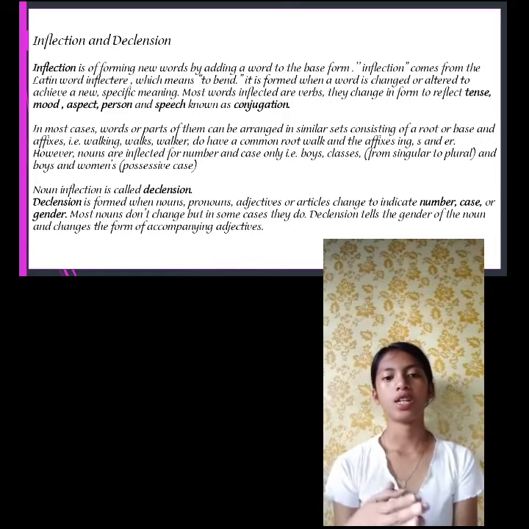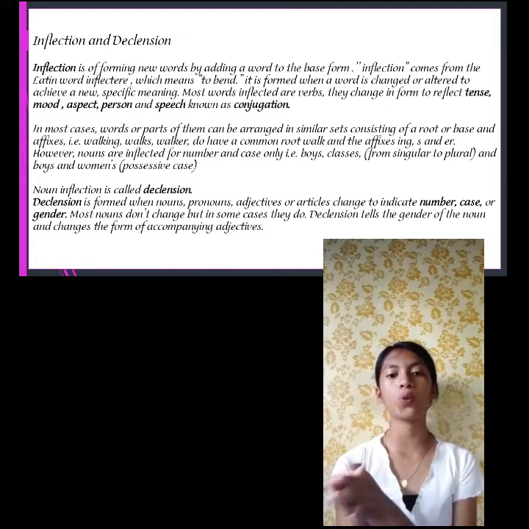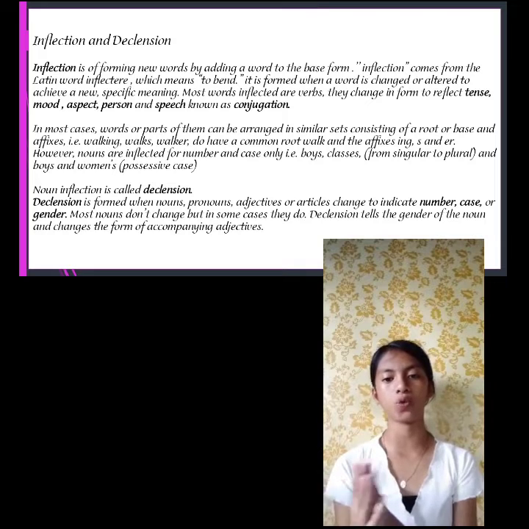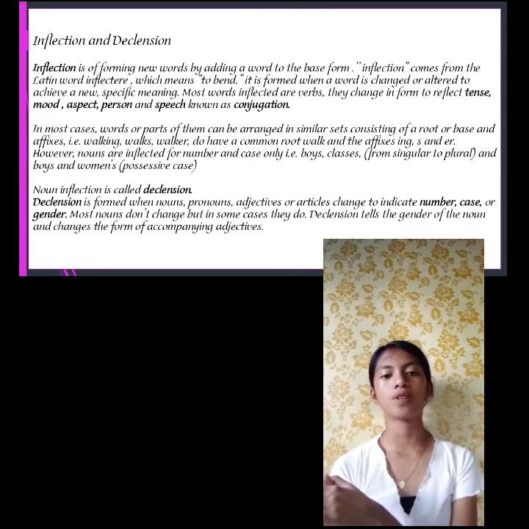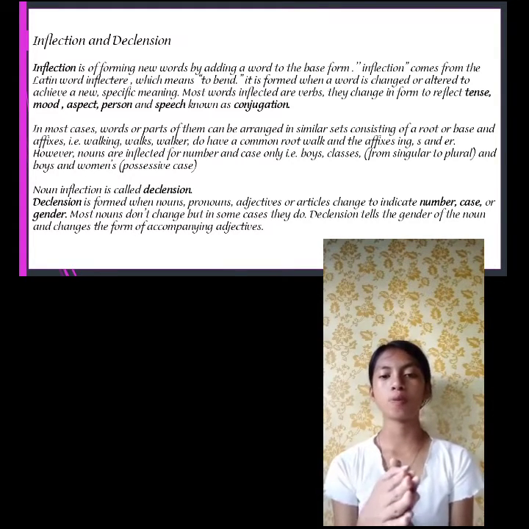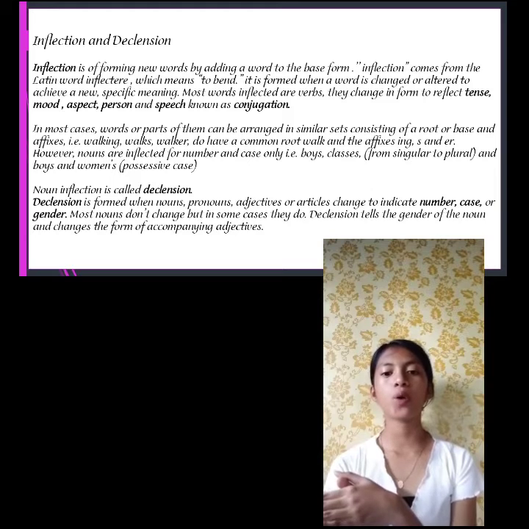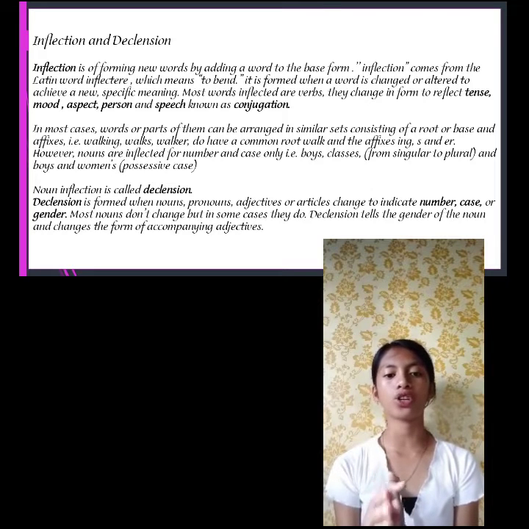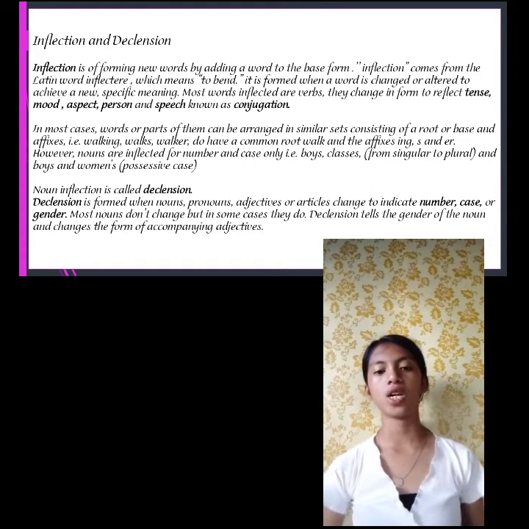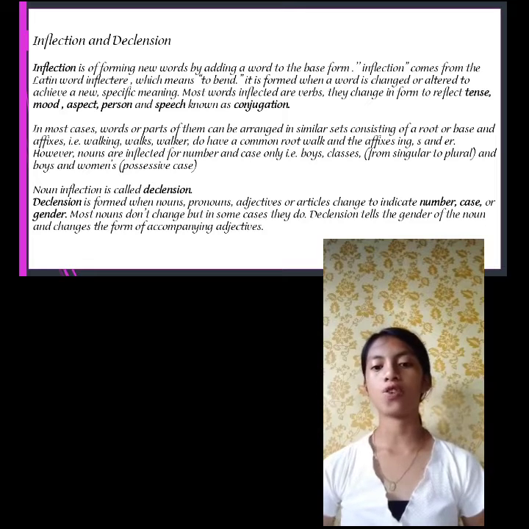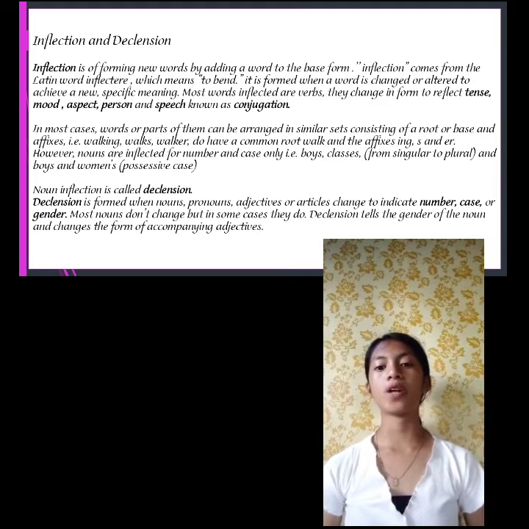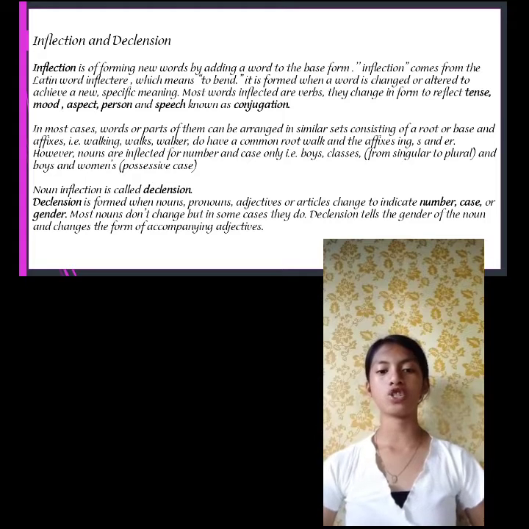Inflection and declension. Inflection is forming new words by adding a word to the base form. Inflection comes from the Latin word inflector, which means to bend. It is formed when a word is changed or altered to achieve a new specific meaning. Most words inflected are verbs. They change in form to reflect tense, mood, aspect, person, and speech, known as conjugation.